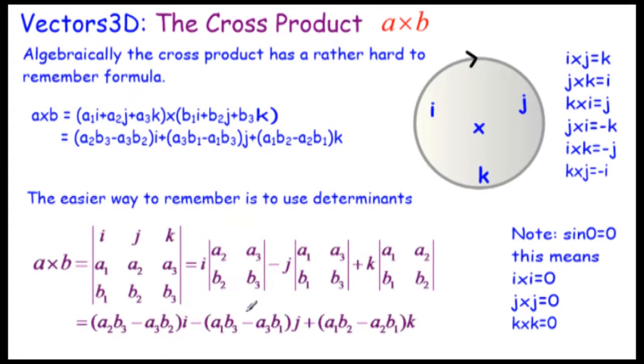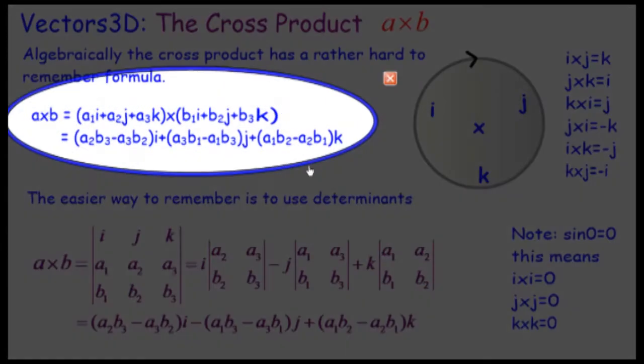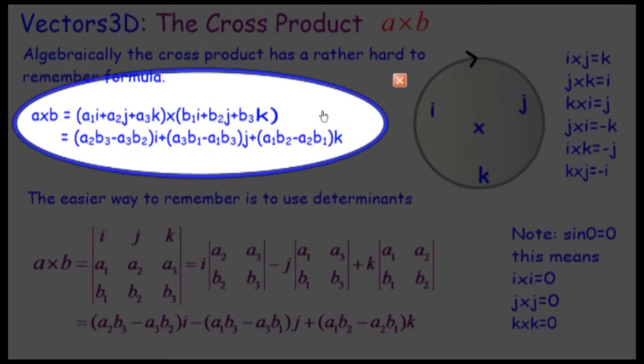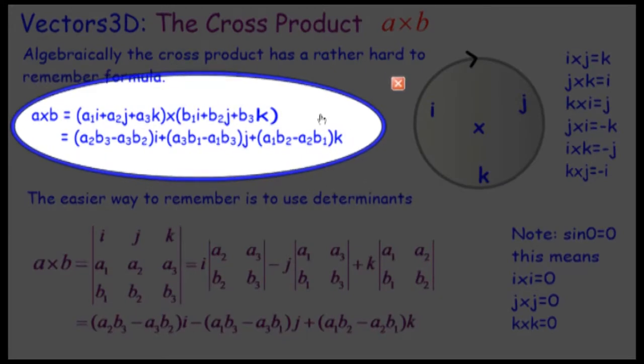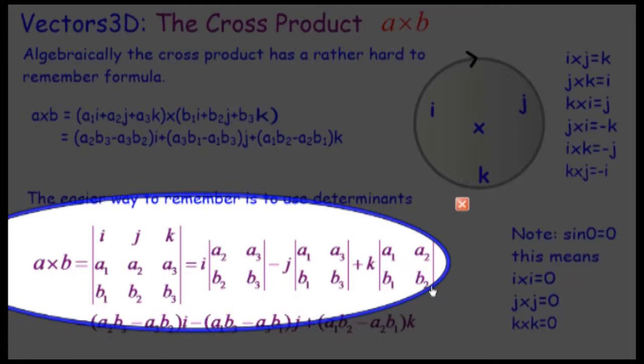Now algebraically, the cross product is a bit of a messy formula. You can see here, this is a messy algebraic formula. You have to do a bit of cross multiplication, and it's a fairly complicated one to remember. That's why we normally would just use this. You can see here, this is the determinant method, which I normally just use.